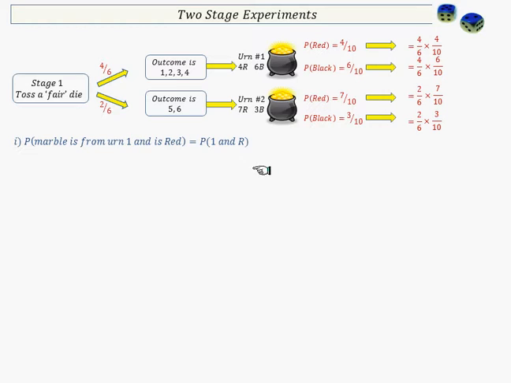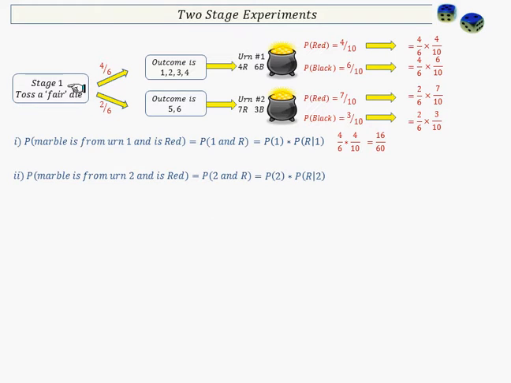Urn number 1 and is red. Of course, that's just coming out this branch, top branch here. 4 to 6, 4 to 10. The marble is from urn number 2 and is red. That's coming out the second arrow here, up here. Of course, you see it coming on the screen here now. 14 to 60. Marble is red. There's 2 ways.